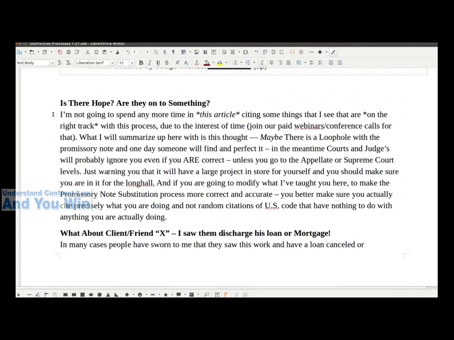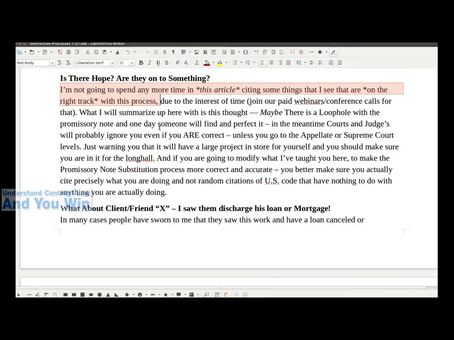I'm not going to spend any more time here in this article citing the same things that I see here that are possibly on the right track with this process. Maybe you have heard some of the arguments for this. That's not what I'm going to spend time on, because this is kind of a critical presentation pointing out the things that are wrong, because all you got to do is show that one element of what they're doing is wrong, and that makes moot the entire process, exposes the entire process as being invalid. So in the interest of time, maybe in the future, as you learn in presentations and cross-reference all the codes and everything, things will become self-evident to you what is correct.